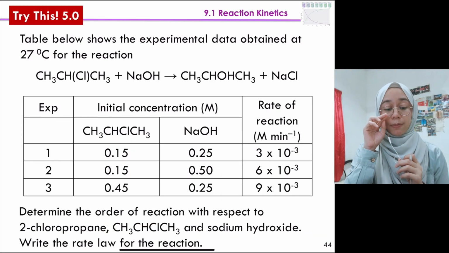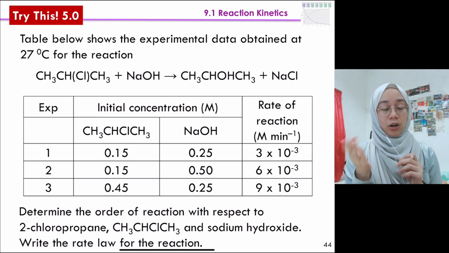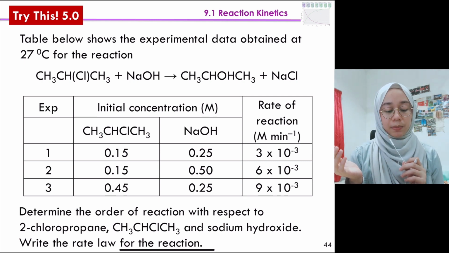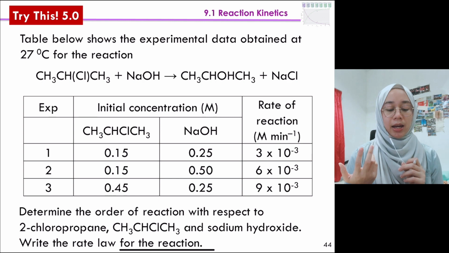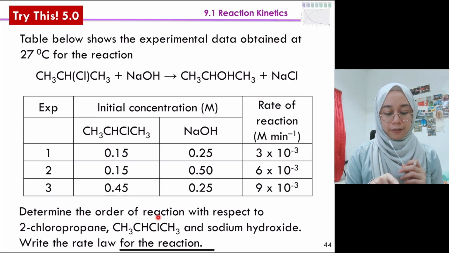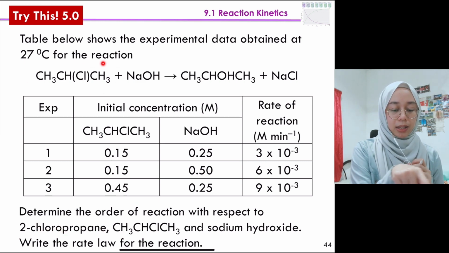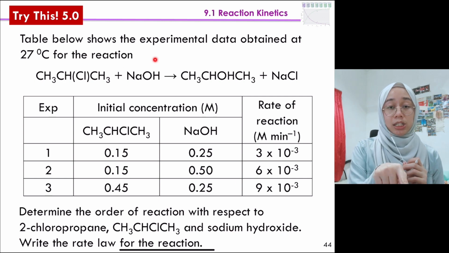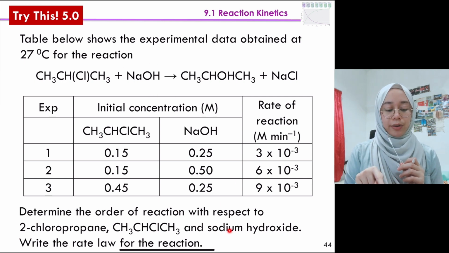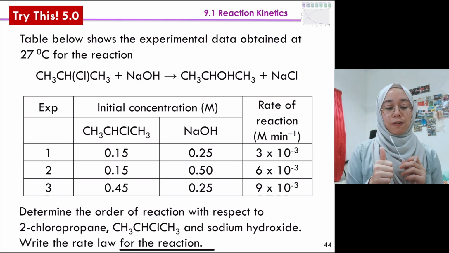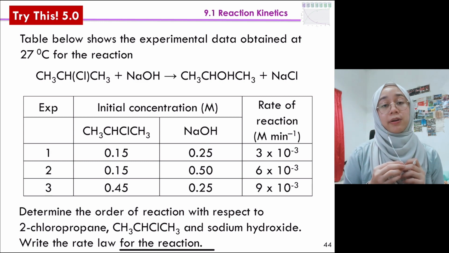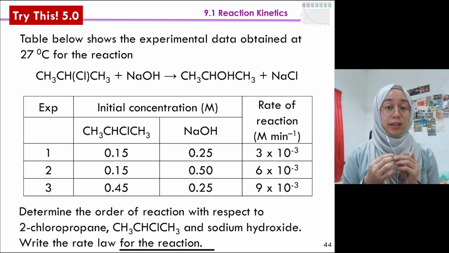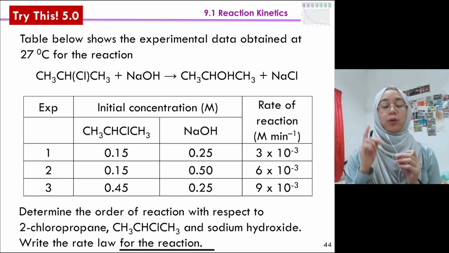Okay, so untuk try this 5.0, so try buat comparison tu nanti. So you are given experiment 1, 2 and 3. So nanti tengoklah apa yang kamu boleh compare. And then kat sini dia minta kamu determine the order of reaction with respect to the 2-chloropropane. Okay, this one. Reactant kamu kat sini. And also sodium hydroxide, NaOH dekat sini. Okay, and then write the rate law for the reaction. So basically dia minta order of reaction untuk dua-dua reactant ni. Second one dia minta tulis rate law for the reaction tu nanti. So kena cari dululah order tu nanti. Okay, so ini untuk kita try this 5.0. So try that on your own.